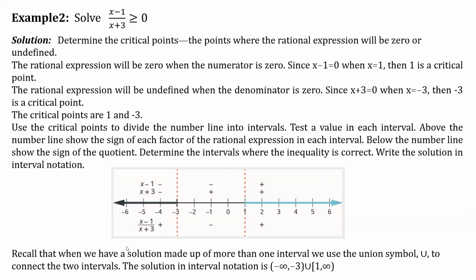So recall that we can have a solution made of more than one interval. We use the union symbol to connect two intervals. So the solution in interval notation is from -infinity to -3, and from 1, including 1, to positive infinity.